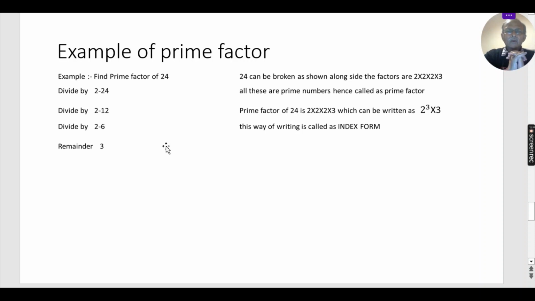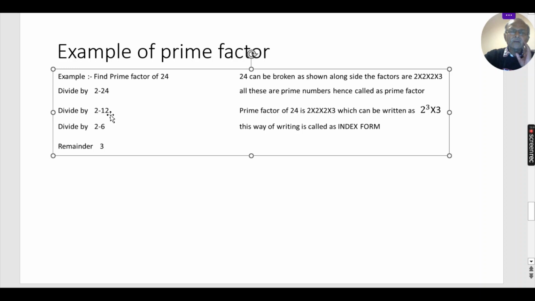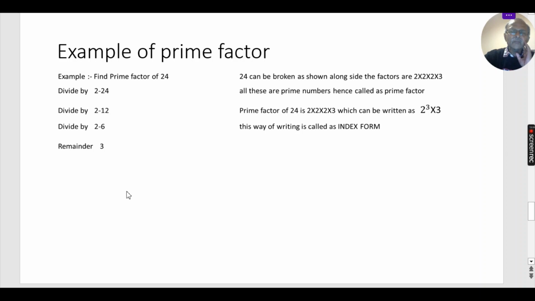So prime factors of 24: write it as a product of any two numbers. I have followed the division method, but you can use it either way. This 24 can be written as 2 into 12. Now this 2 is a prime number because it cannot be factorized further, but 12 is not a prime number. We can further factorize it.